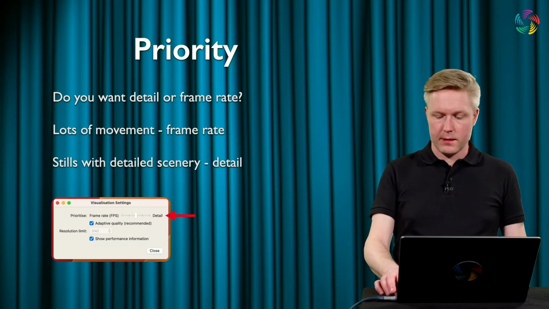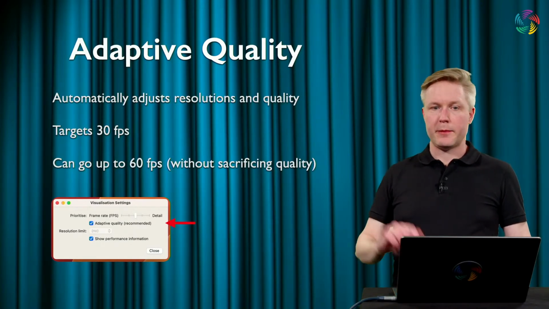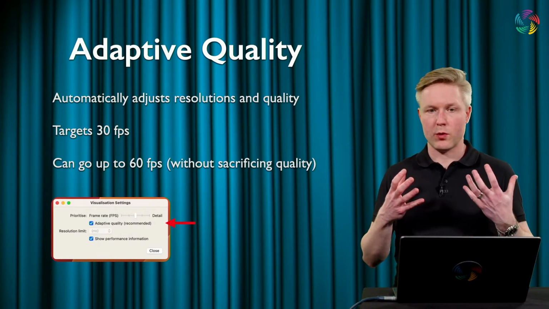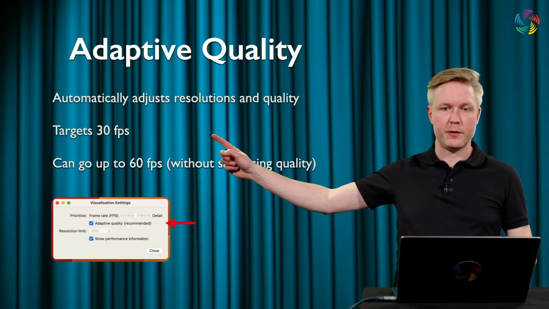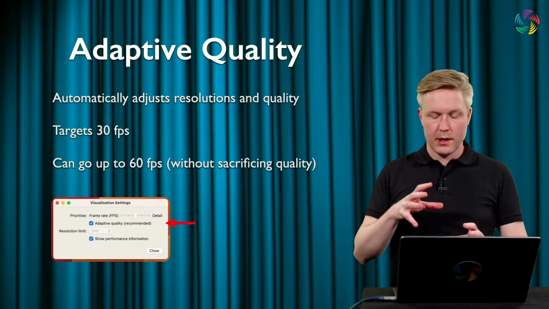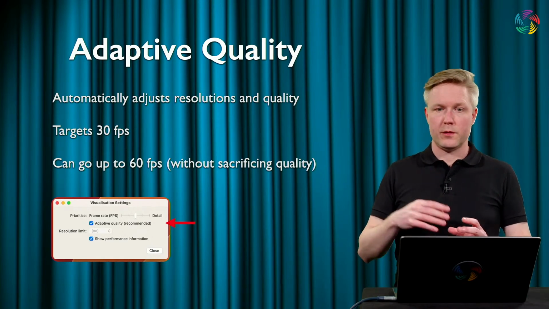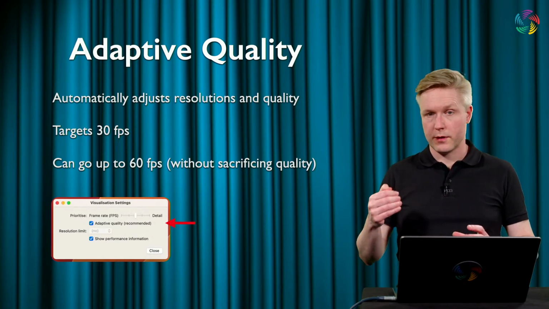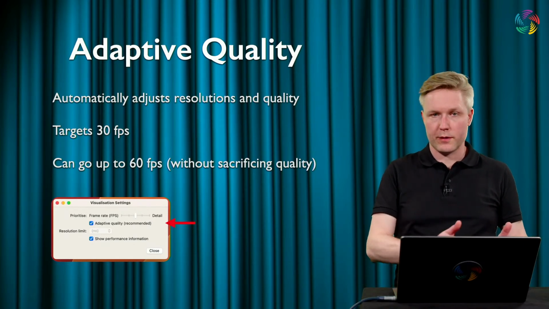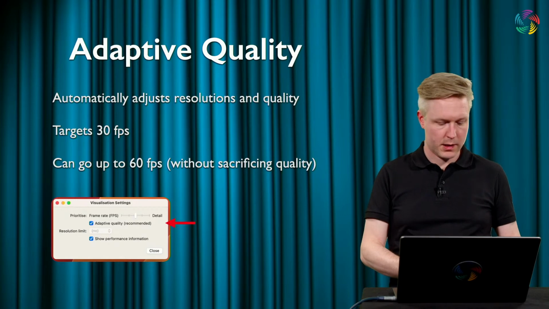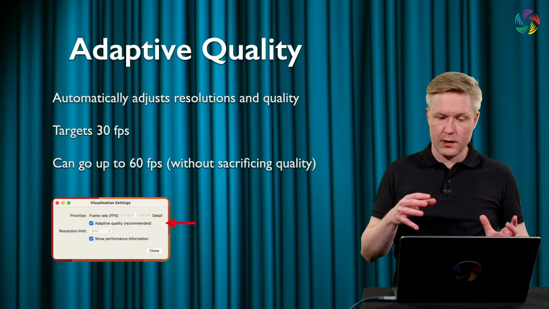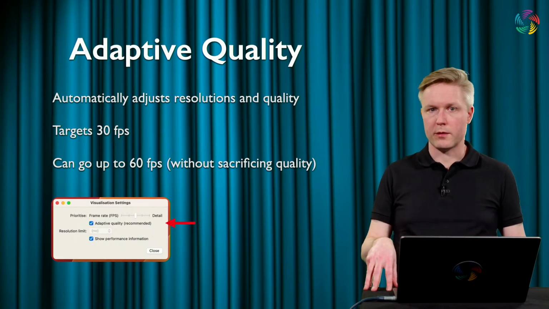The next option is the adaptive quality, which can be turned on and off. What the adaptive quality does is it attempts to always reach 30 frames per second. And in order to do that, it tweaks things like resolution and quality by constantly measuring how long time the rendering takes, and trying to predict, to some extent at least, how much time the next frame will require.